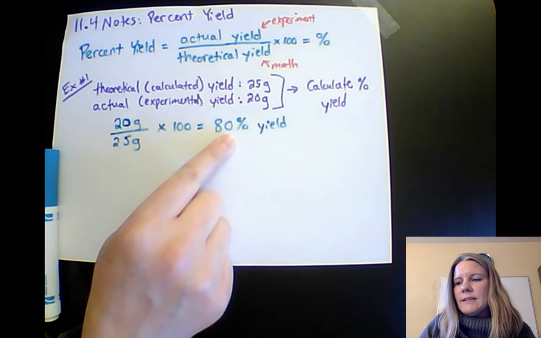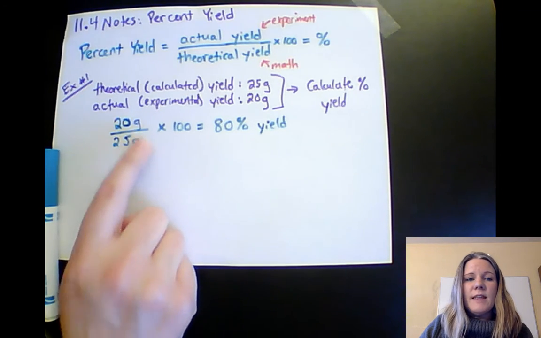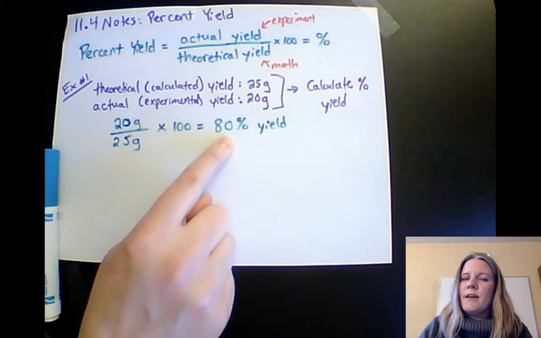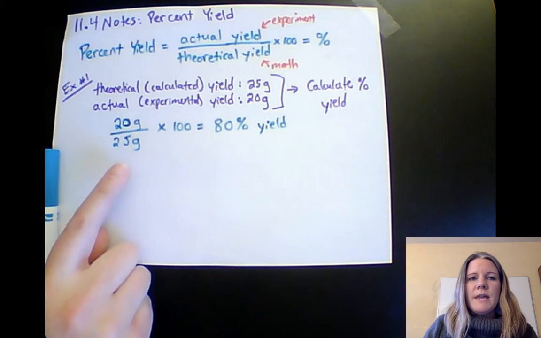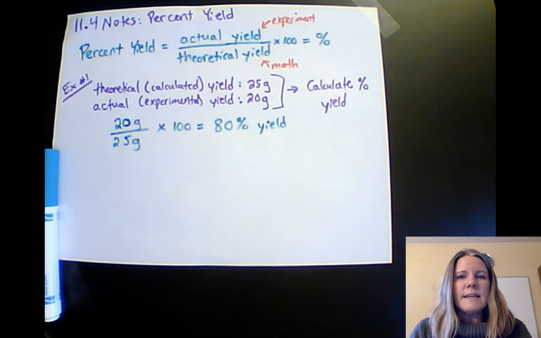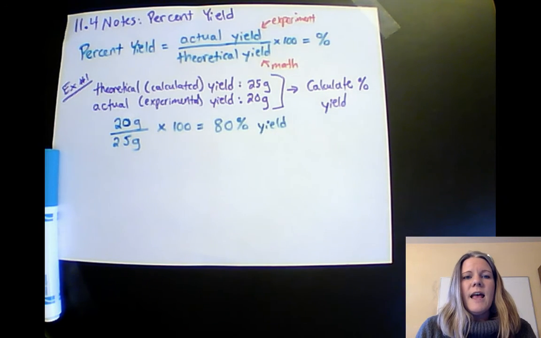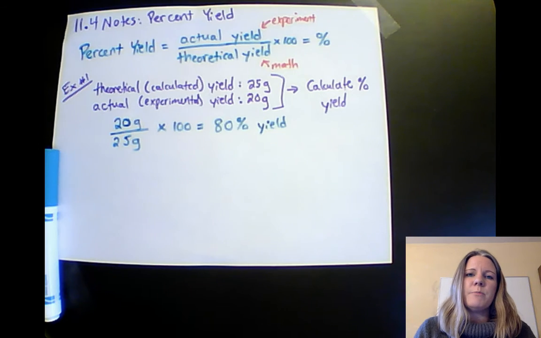Notice in the example so far, we've had grams, and the grams cancel out, and therefore we just have a percent as our final answer. No moles should show up in the calculation of a percent yield. If you're given moles in an equation, then you need to convert first to grams and then put it into this fraction to calculate percent yield.